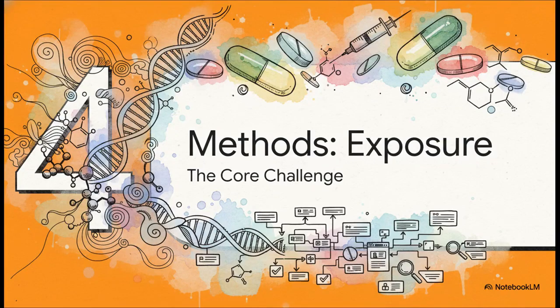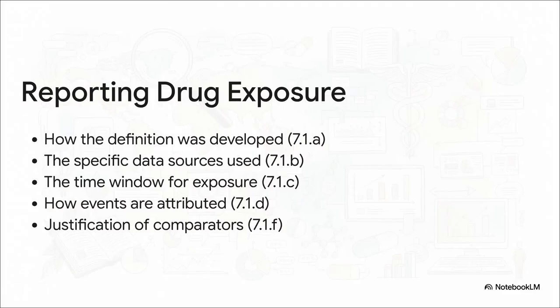Okay, now we're getting to what is probably the biggest, most crucial part of RECORD-P, and that's all about defining and reporting drug exposure. And this is a big one. It's not just a single point. It's a whole collection of items. You have to explain how you developed the exposure definition, which data sources you used, the exact time window, how you attributed events to that exposure, and you even have to justify your comparator groups. The level of precision here is just absolutely critical.